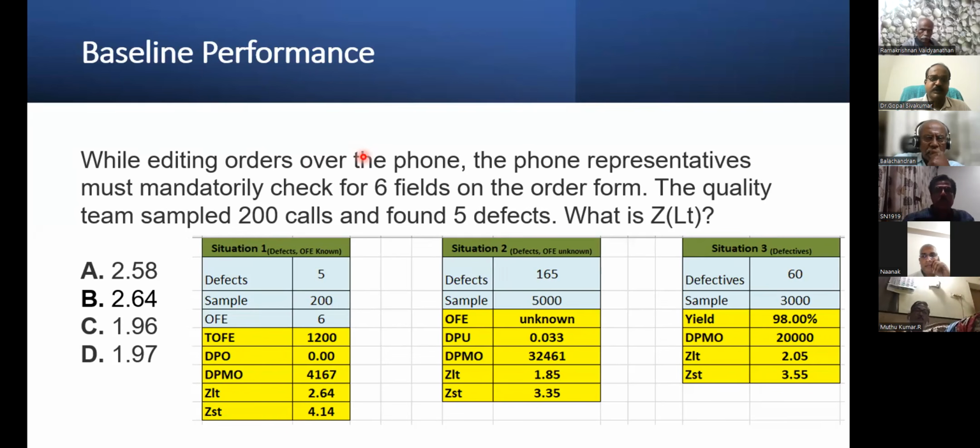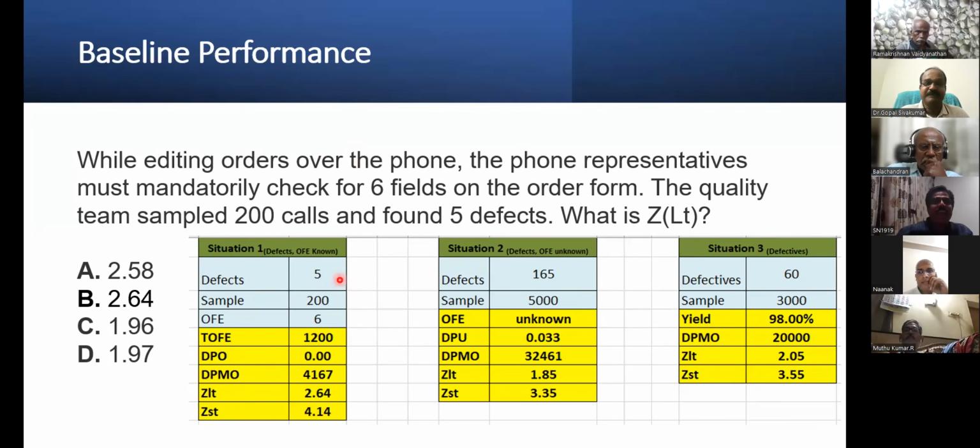2.64, because I have entered it here. You are seeing, right? So this is easy. That means all of you are now feeling confident, right? Perfect. So just type here in the same discrete data situation: 5 defects are found when you have sampled 200 samples, and in each sample the OFE is 6, and so the ZLT is 2.6.